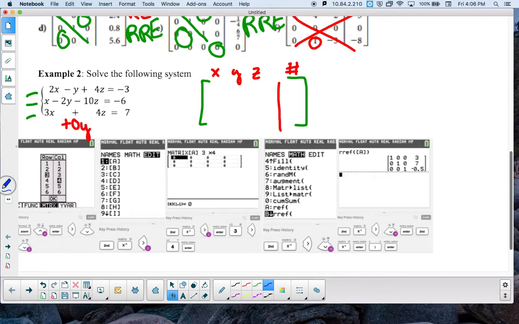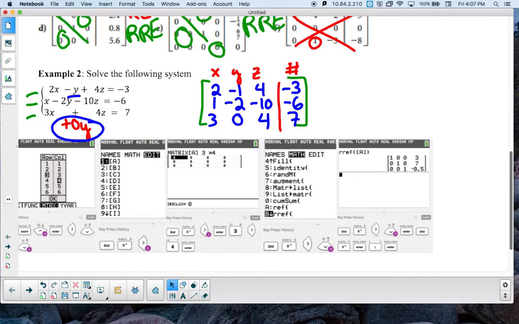And so as we go to fill this in, our first row, we're going to put our x term in our first column. Then our first row, second column will be our y term. So the coefficient in front of y is -1. Our coefficient in front of z, which would be our third term in our first row, would be 4, and then -3. And so then for our second equation, which makes our second row, that would give us 1, -2, -10, and -6. And then our last row, our third row, we would have 3 for our x, and then because we do not have a y term, our second column, third row would be 0, then 4, and 7.